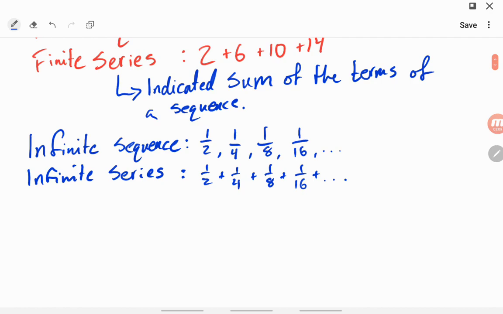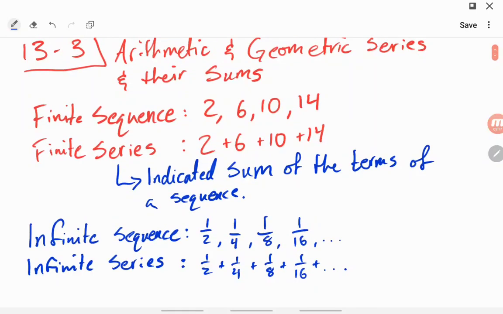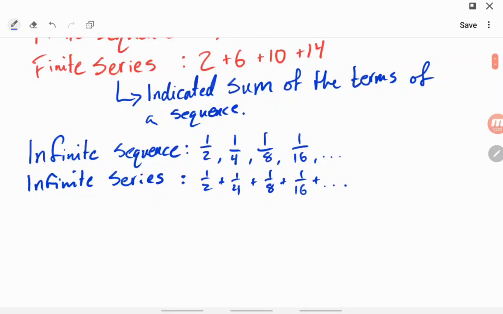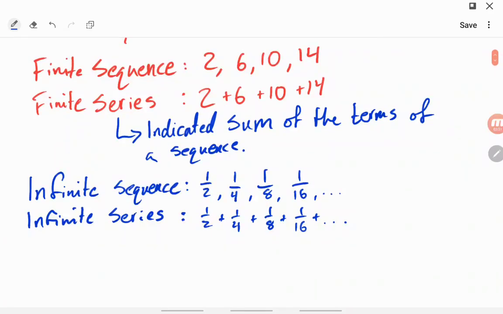The only thing is that, if we're thinking about different kinds of sequences and series, the sum of any given finite sequence is going to be some constant number. However, the sum of an infinite series is not always going to be something that we can find. If my infinite series was 2 plus 6 plus 10 plus 14 plus 18, etc., that sum I can never find.